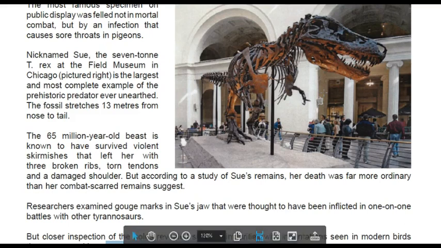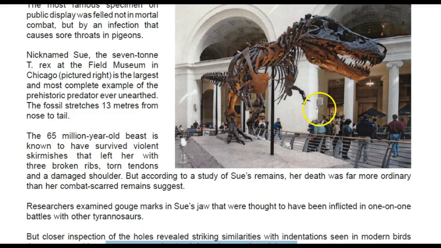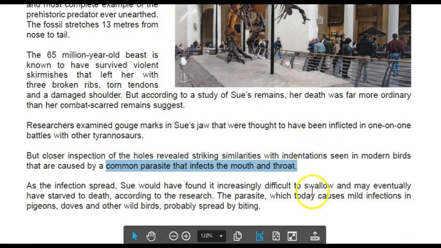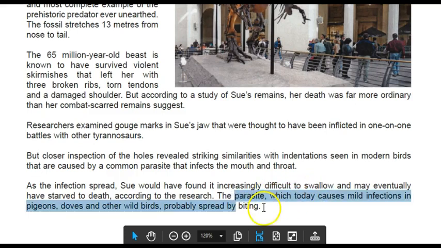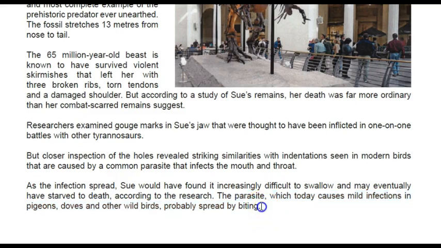And again, it intrigues the reader to think, how can something so minor, like a common parasite that infects pigeons, how could it possibly affect this violent, fearsome, huge, aggressive predator? But reading on, we find that actually Sue would have found it difficult to swallow and eventually would have starved to death because of this parasite, which causes mild infections in pigeons, doves and other wild birds, which is spread by biting.